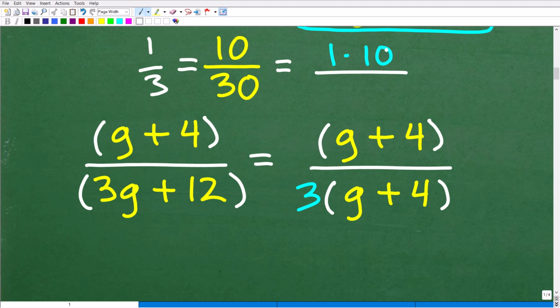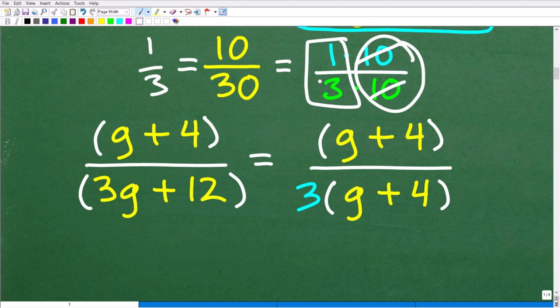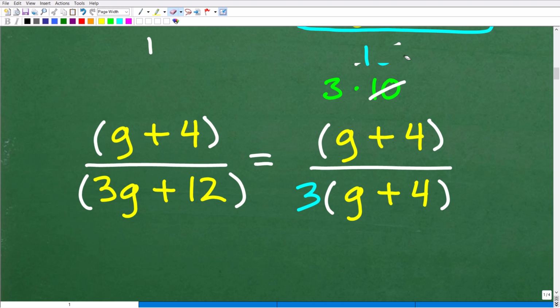So here I have a 10 up here in the numerator. 30 I can think of as what? Well, I can think of that as 3 times 10. Now here I have common factors, right? 10 and 10 are common factors. So I could just cross cancel these and I'm left with 1/3. This is how you simplify or reduce a fraction, and this process of factoring is the same in algebra. So you need to know how to factor.